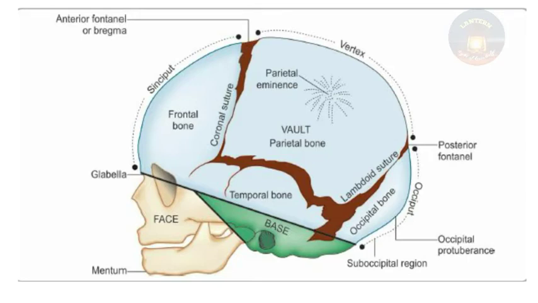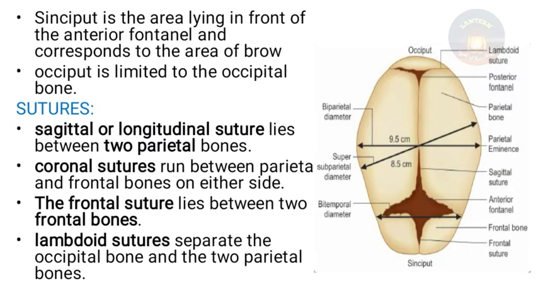So various bones are frontal, parietal, temporal and occipital bones, and between the occipital and parietal bone you can see the lambdoid suture. So these are the different important landmarks. Sinciput is the area lying in front of the anterior fontanelle and corresponds to the area of brow, and occiput is limited to the occipital bone.